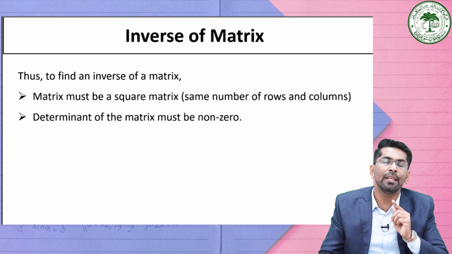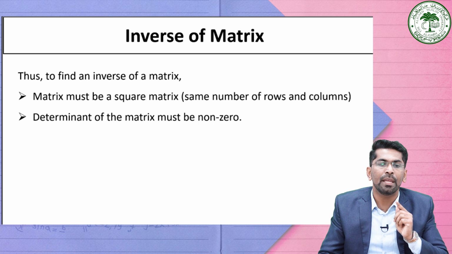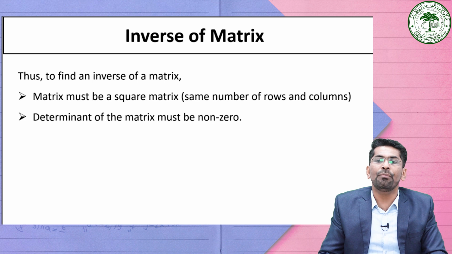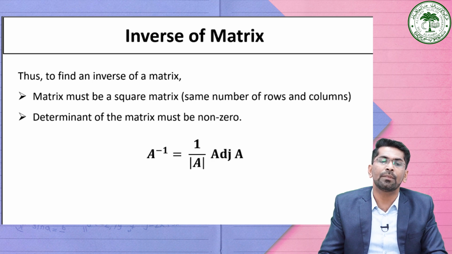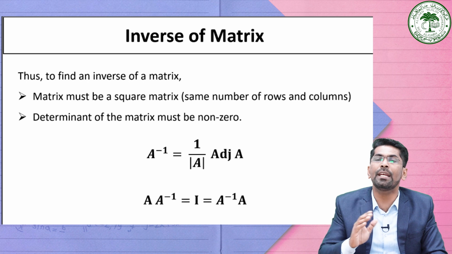But in order to find the inverse of a matrix, the determinant of the given matrix must be non-zero, that is, it is a non-singular matrix. The formula for calculating the inverse of a matrix, generally denoted A raised to the power -1, which we read as A inverse, is 1 by the determinant value of the given matrix times the adjoint of the given matrix A. The inverse is unique.